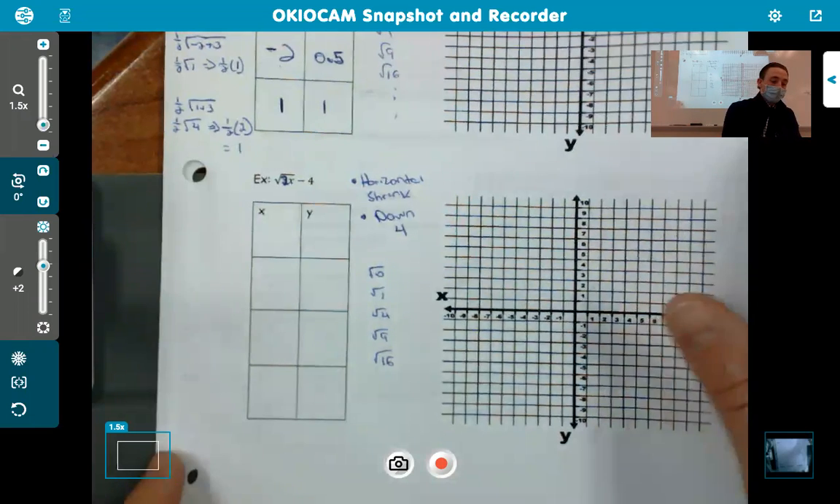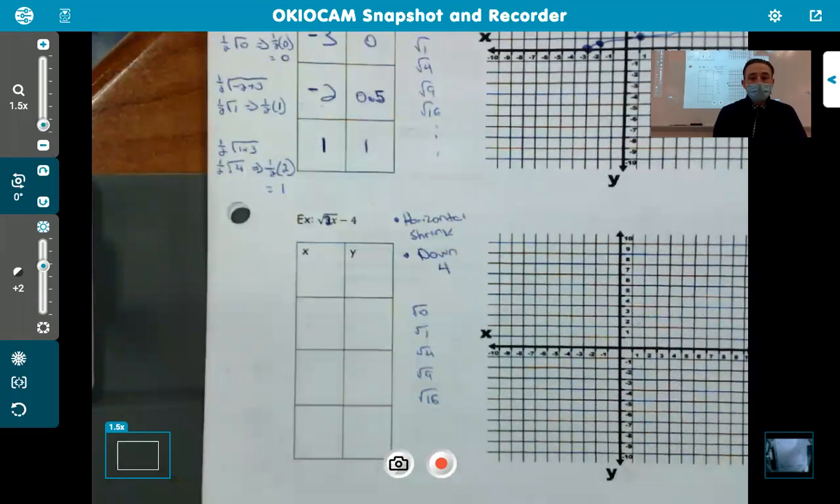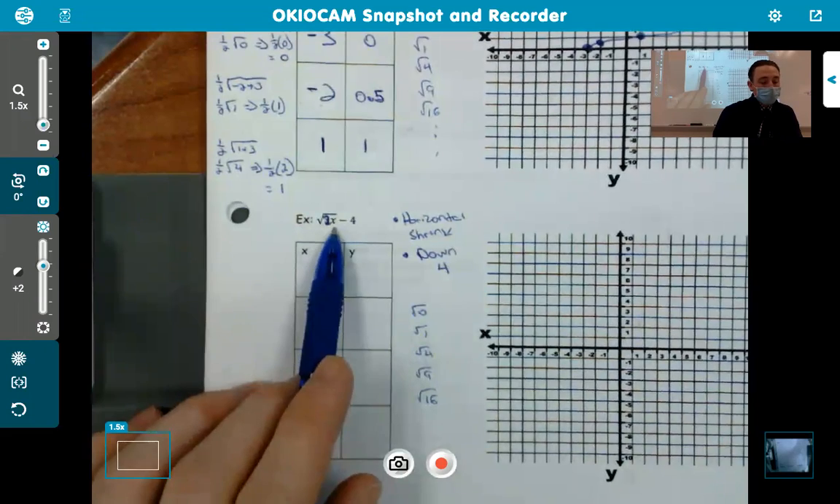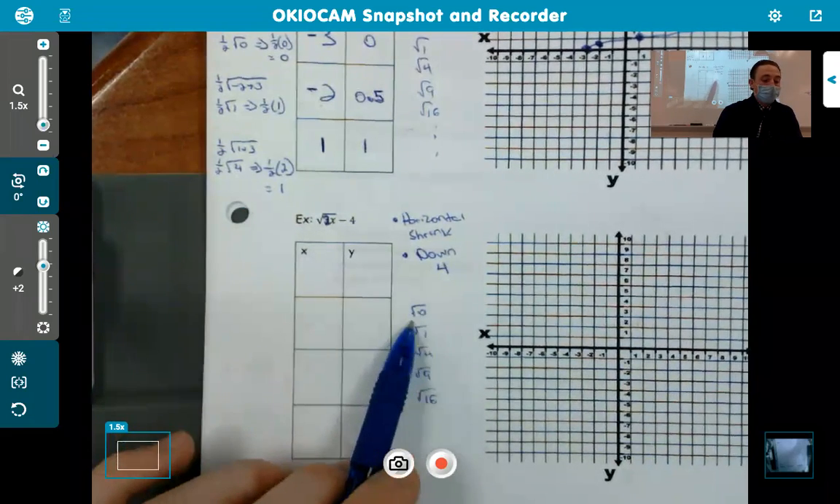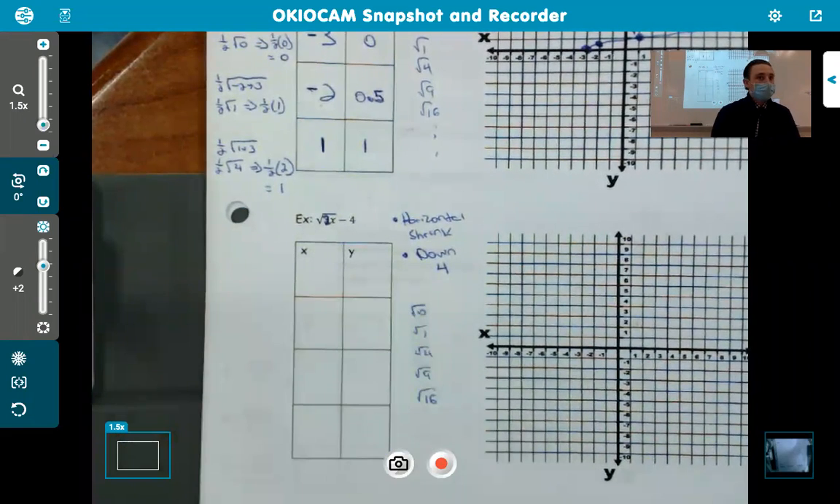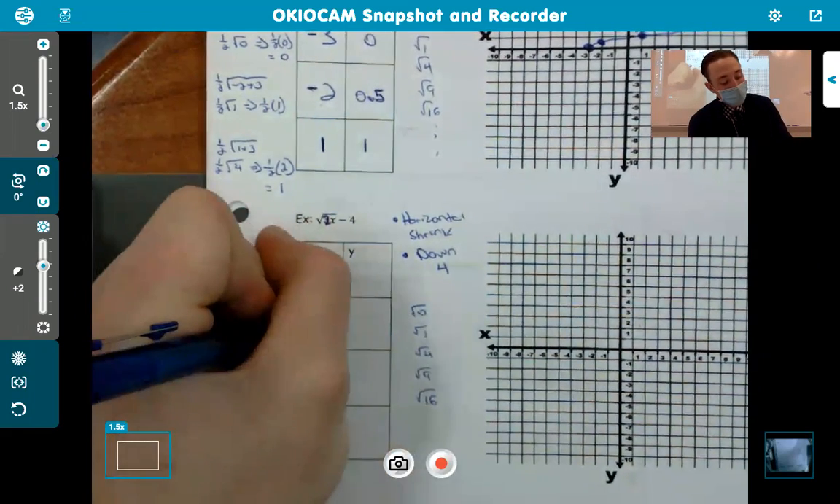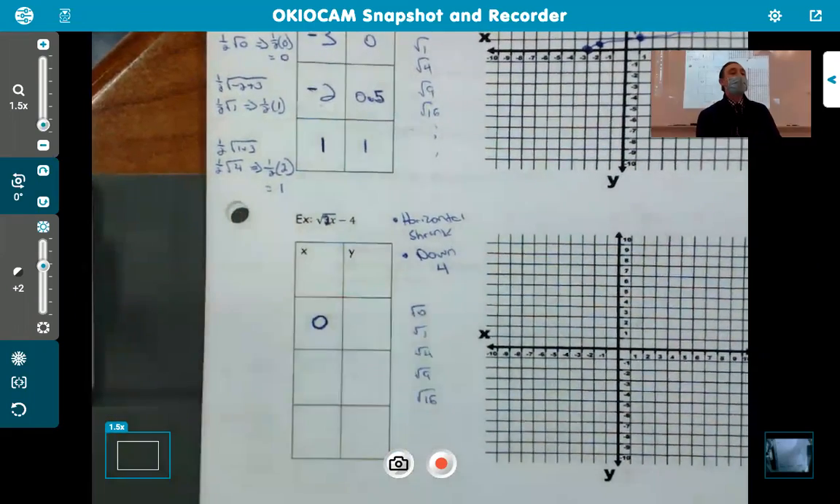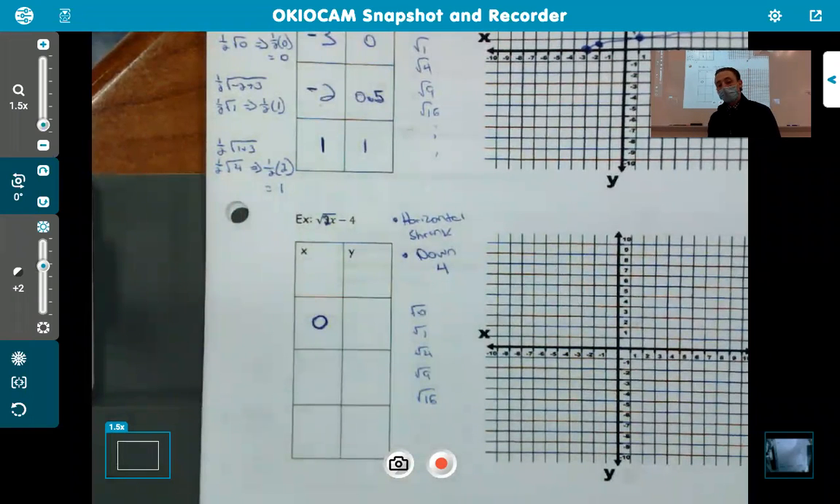Okay. So I have square root 2x minus 4. Well, what should I plug in for x? So maybe I get the square root of 0 there. 0, right? 2 times 0 or anything times 0 will give 0. It's a pretty safe bet to choose that to plug in. All right.